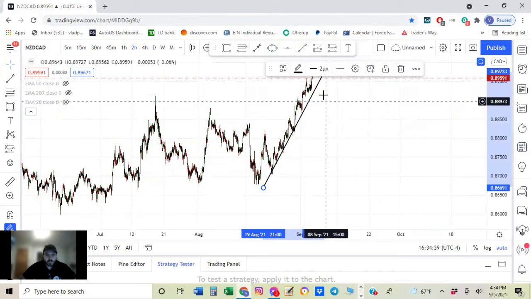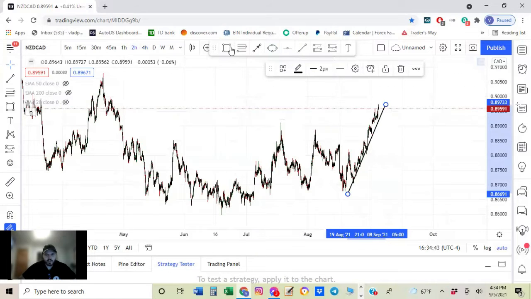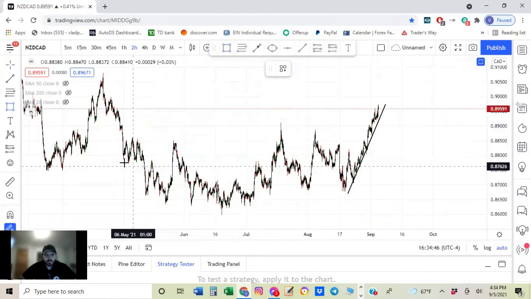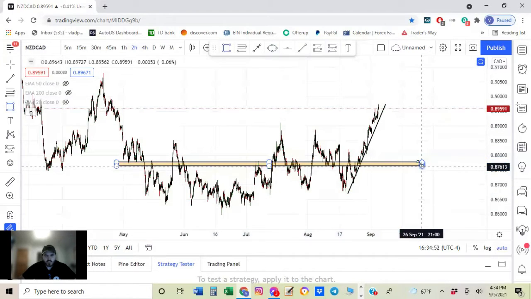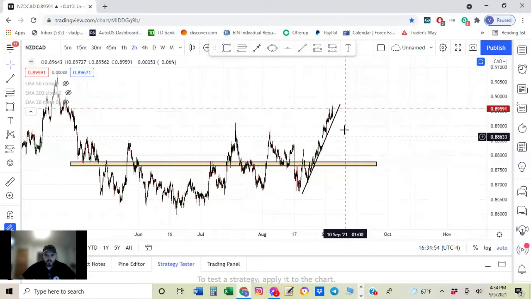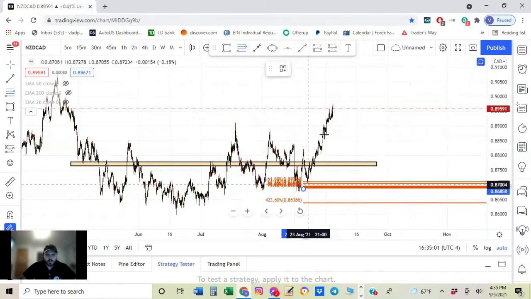So we can be expecting a drop down, and where I would be expecting it, give or take, see a lot of movement here. I would be expecting it here, and to check, I would use Fibonacci, but actually I'll go into more depth with it later.